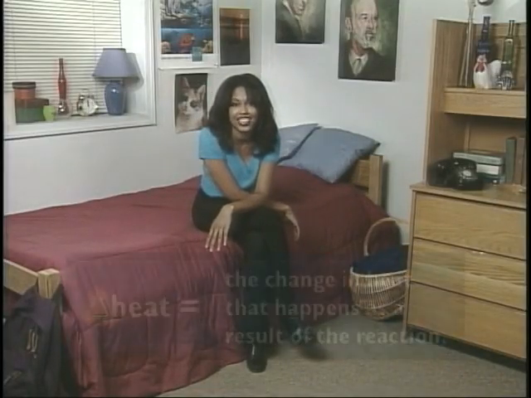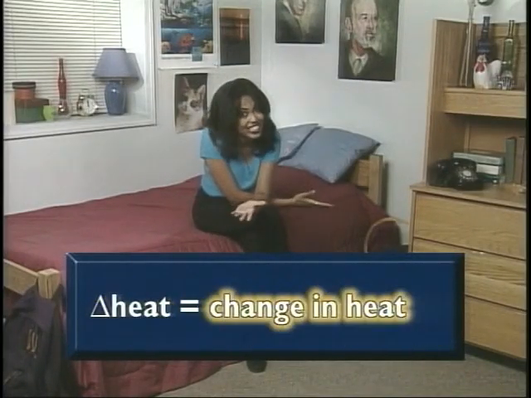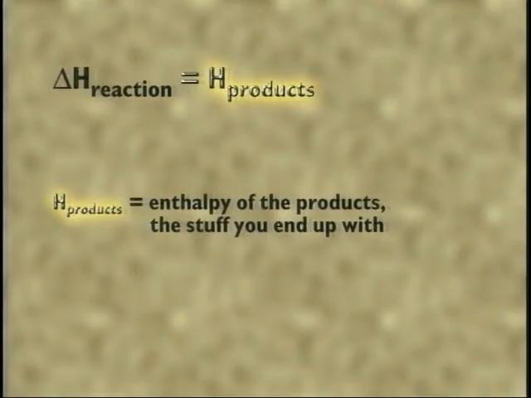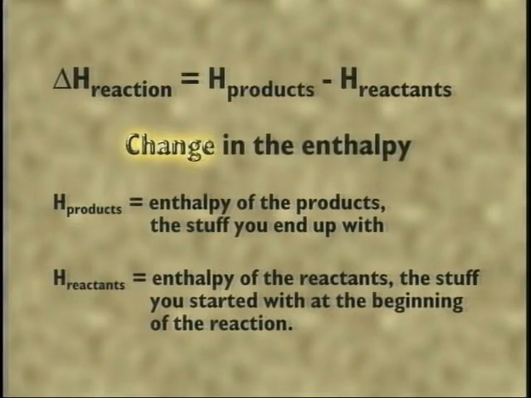And as the guy in the toga mentioned, the change in heat, the difference between the amount of heat you started out with and the amount of heat you ended up with, is represented in the equations by the Greek letter delta. The letter H stands for heat, so delta H stands for change in heat. When you measure the enthalpy change that occurs during a reaction, delta H is equal to the enthalpy of the products, or the stuff you end up with at the end of the reaction, minus the enthalpy of the reactants, or the stuff you started with at the beginning of the reaction. This equation represents the change in the enthalpy.